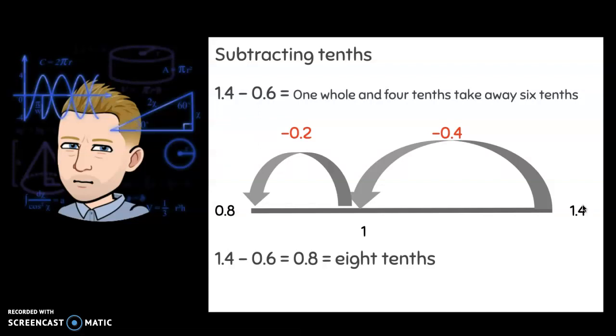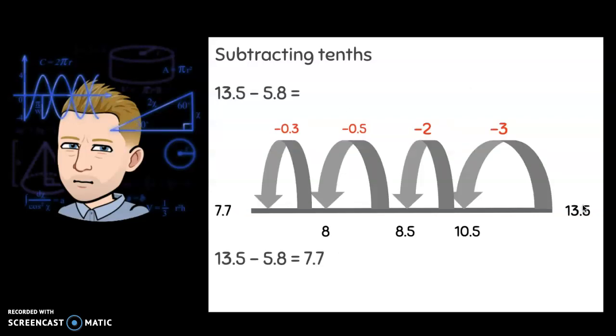So I'm going to make tidy numbers because that's a really easy strategy. I'm going to go 1.4 take away 4 tenths. That gets me to 1 whole. And I need to take 6 tenths away in total. So I've taken 4 tenths away, I need to take 2 more tenths away. So I go 1 whole take away 0.2 or 2 tenths, and that gets me to 8 tenths or 0.8. So I've used a number line and I've made tidy numbers with my jumps.